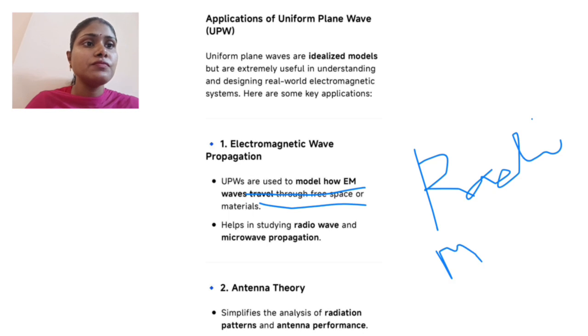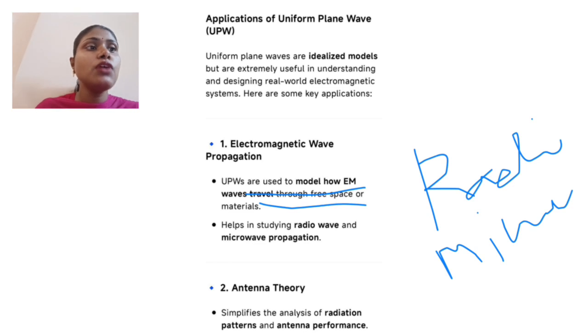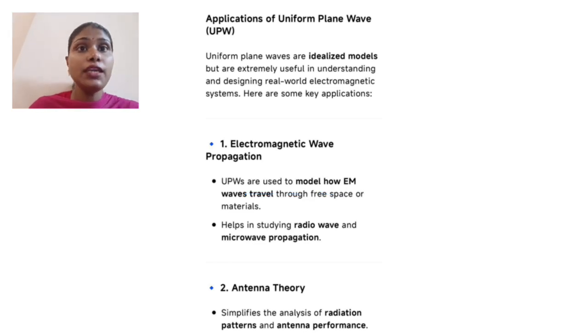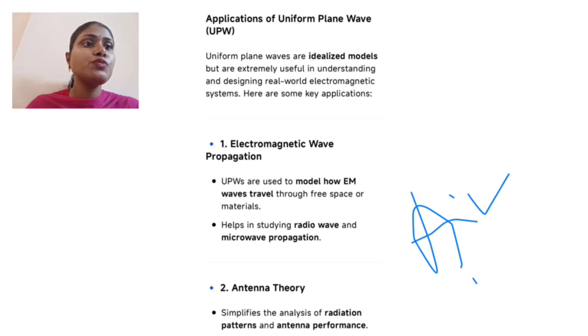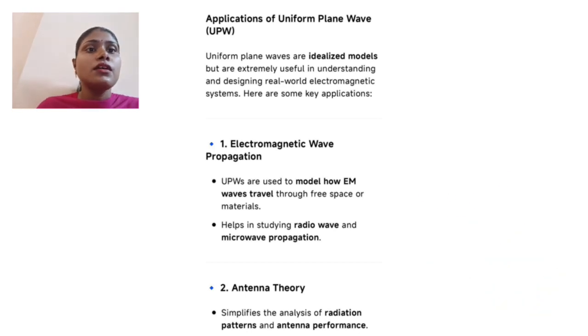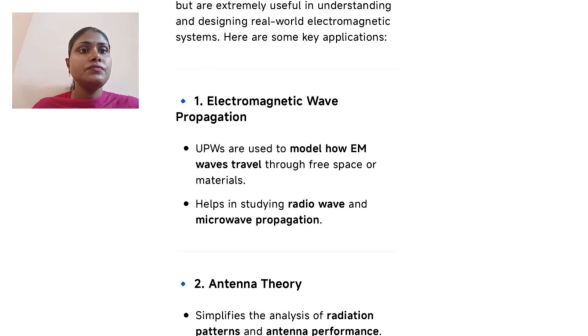and microwaves. So what is electromagnetic wave propagation? It is where UPW, or uniform plane wave, is used to model how EM waves travel through the air, or through the atmosphere, or through space.